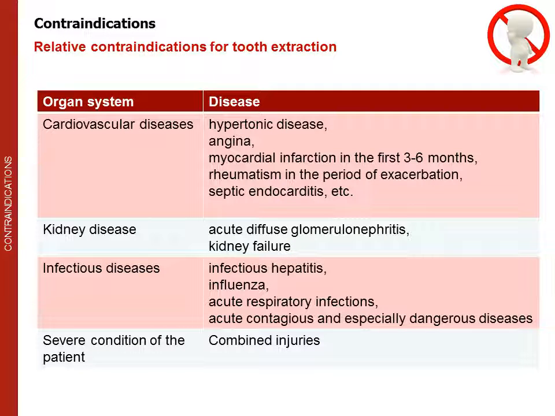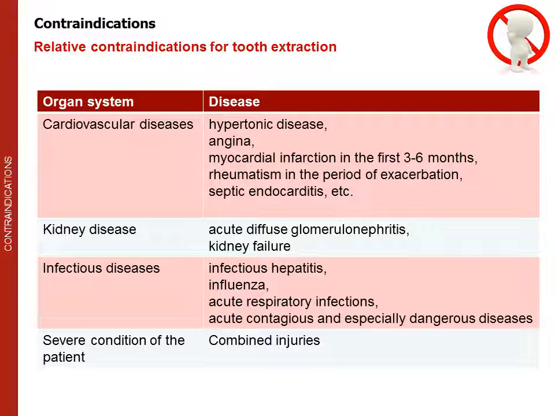Relative contraindications for tooth extraction. On the slide, you see the table in which we use relative contraindication if an organ or system has some diseases. For example, tooth removal is contraindicated if the patient has cardiovascular diseases: hypertonic disease, angina, myocardial infarction in the first 3-6 months, rheumatism in the period of exacerbation, septic endocarditis, etc.